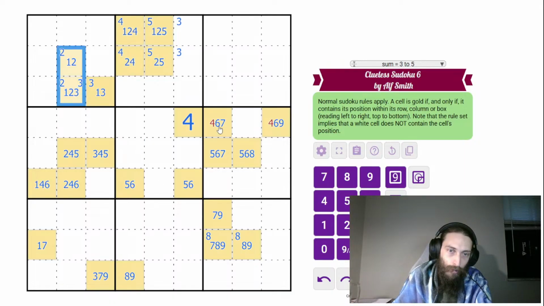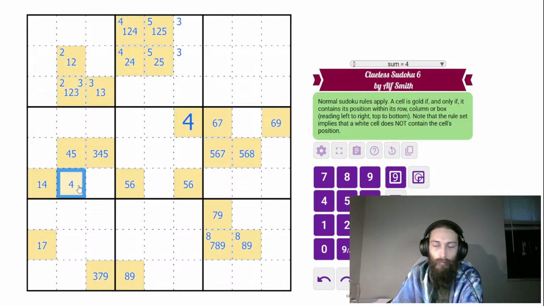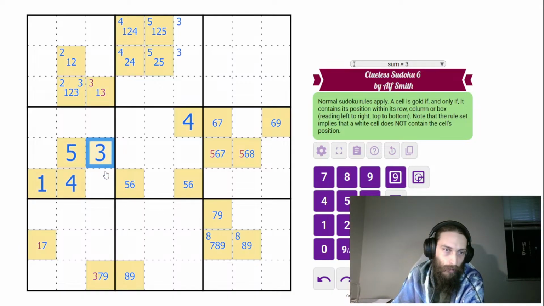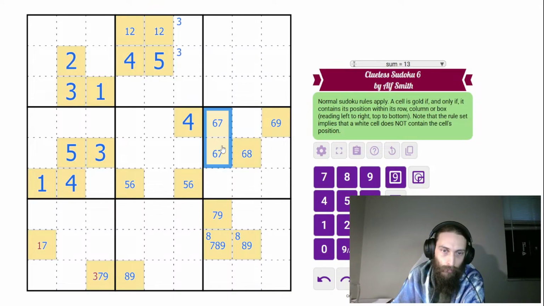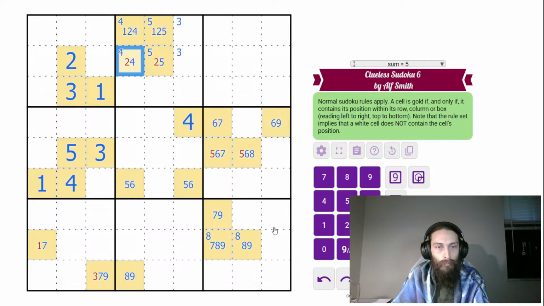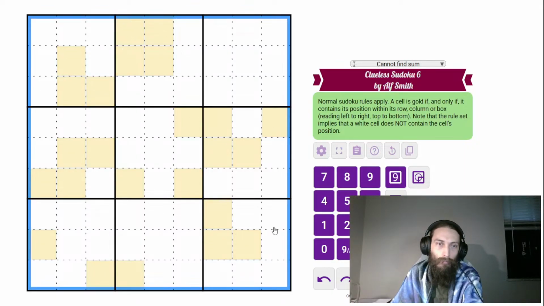I also have the 2 there, which takes those 2's out. 5, 6, which would take the 6's out. 4, 1, 5, and 3. 1, 2, 3, 4, 5. 6, 7. 8, 9. But then I lose the 7. So did I mess something up with these?